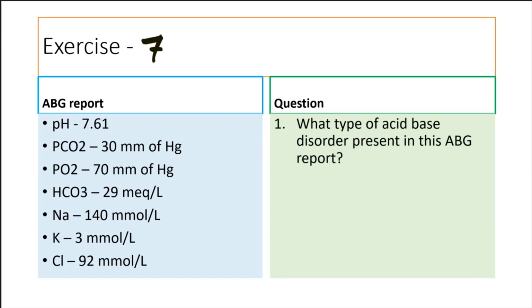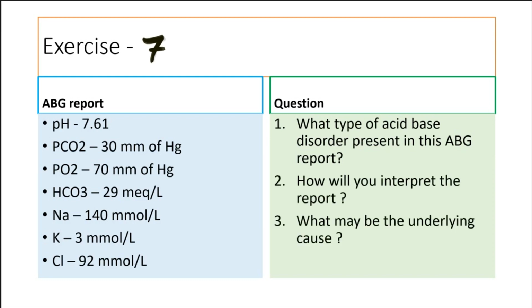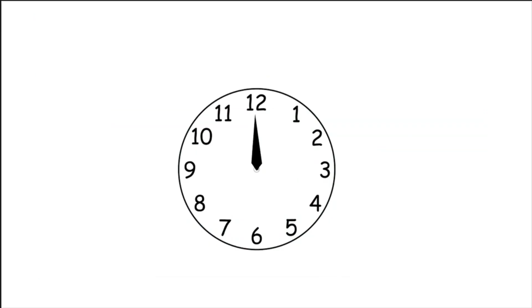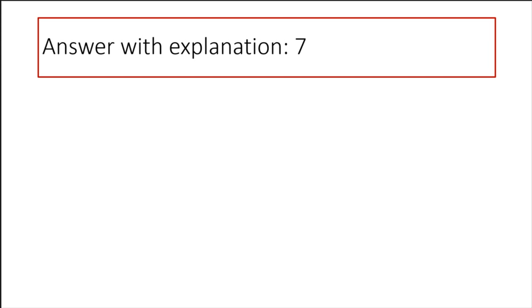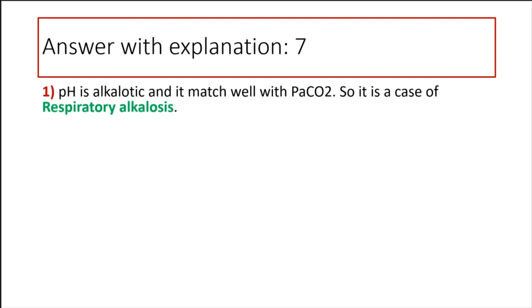Question. 1. What type of acid-base disorder is present in this ABG report? 2. How will you interpret the report? 3. What may be the underlying cause? How fast can you solve it? Answer with explanation. 7. 1.